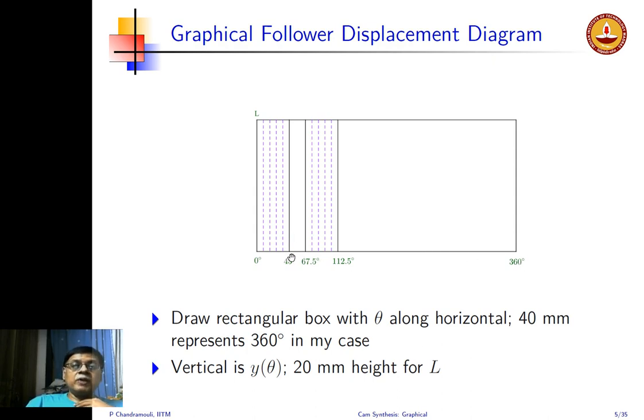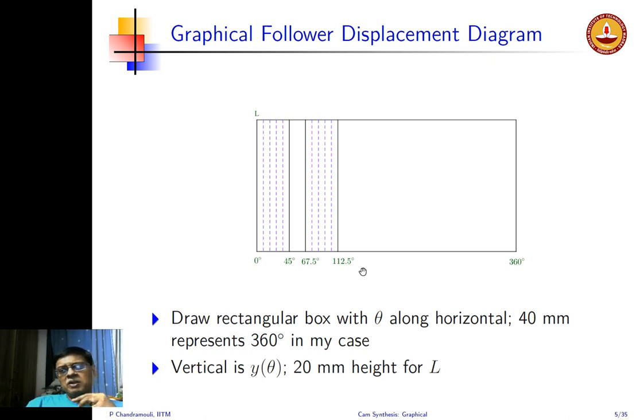I have marked 45 degrees. Theta I is 45 degrees for me. So from 0 to 45 it rises. 45 to 67.5 degrees it is going to be dwelling. And then from 67.5 to 112.5 it is going to return. And thereafter it is going to dwell. So I have marked those things already, right? So I draw a rectangular box. Theta is along the horizontal, the displacement of the follower is along the vertical axis.